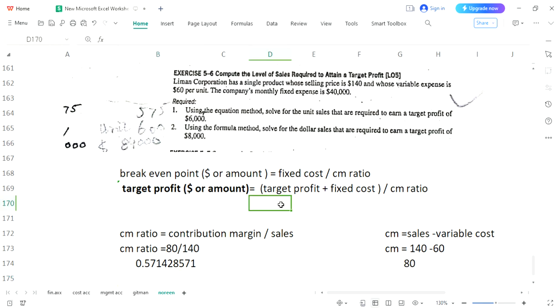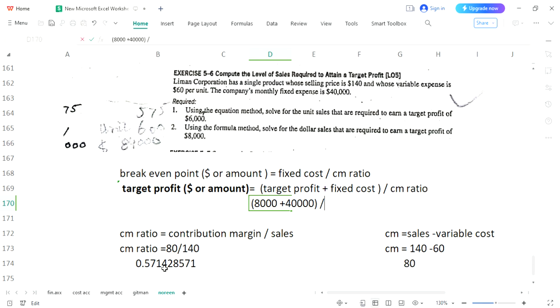Here your target profit formula. What you will do, how much target profit? It is given in your question, 8,000, and you need to add what? Fixed cost. Your fixed cost is given 40,000 over here. Add it. 40,000. Close your bracket, both at start and end. You are putting a bracket, and then you need to divide it. Okay, divide for what? CM ratio.